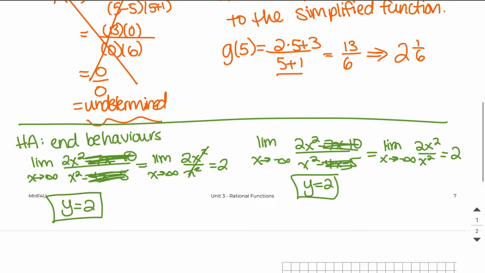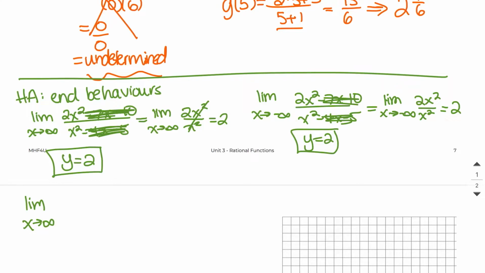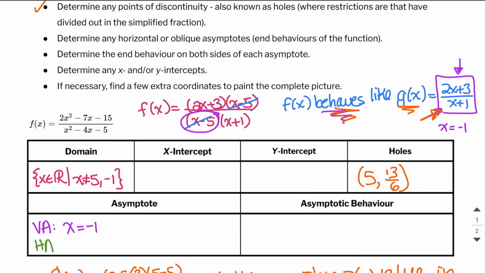And it would even work if I were to do it to the simplified fraction. So right here, when we had 2x plus 3 over x plus 1, the 3 and the 1 don't really matter right here. So the 3 doesn't matter, the 1 doesn't matter. So it's the limit as x approaches infinity of 2x over x, which would divide out to give us 2. So we'd still get y equals 2. And the same thing is true for as x approaches negative infinity. So here we can say that we have a horizontal asymptote at y equals 2.